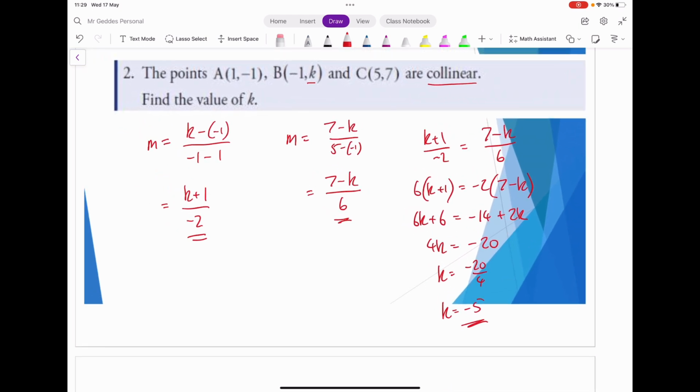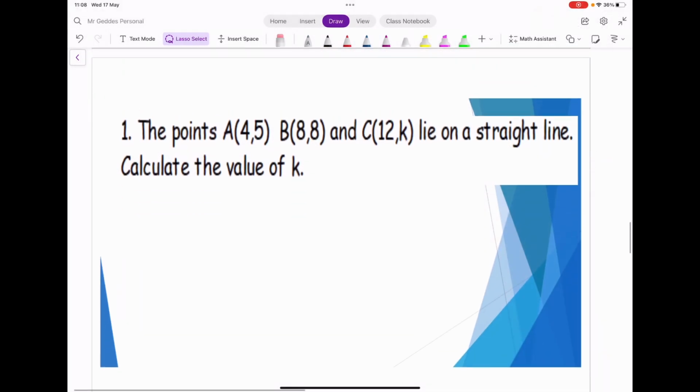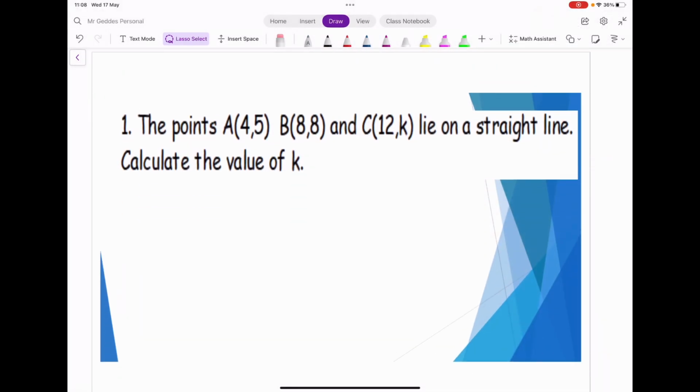Okay, watch out for that type of question with an unknown value that you have to find because you're told that they are collinear. Find the gradients, set them equal to each other, and solve a wee equation. Shifting on to this question here, the points aren't lying in a straight line, calculate the value of k. Same deal. If you want to pause the video and have a go at this question, I'll be back in a second with the answer. Okay, so we're going to find the gradient AB.